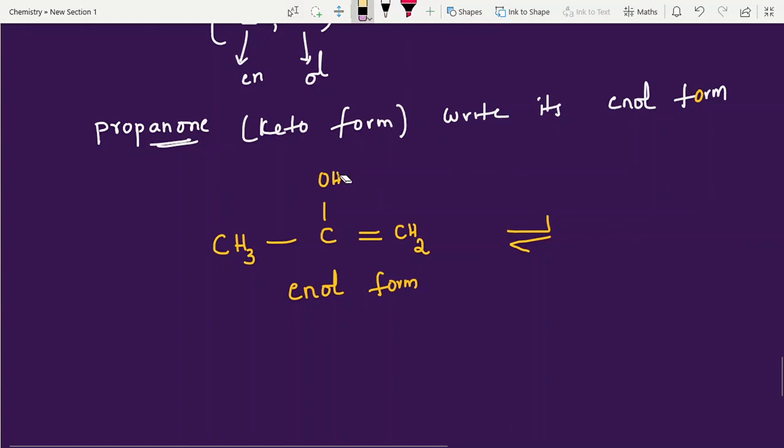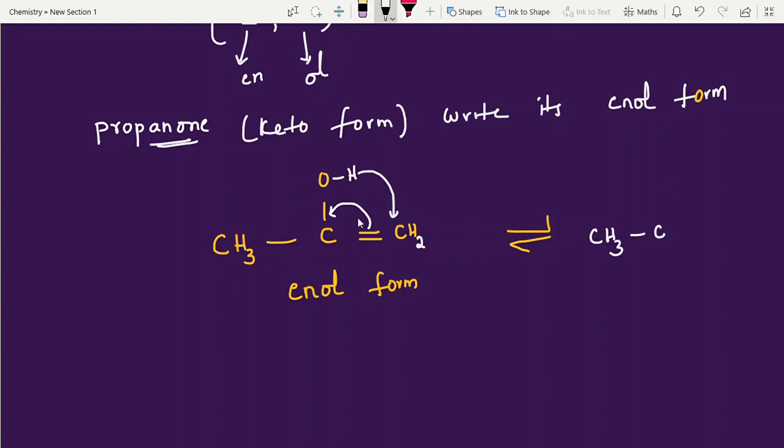Here, to understand better, I am writing the expanded form of this one. The same structure I am writing a little differently. What is this? OH, right? Here CH2. What is this? CH2. That's it. Now, what happened? This hydrogen shifts here. This double bond shifts here. That's it. Now you will write CH3, don't disturb, as it is you can write.